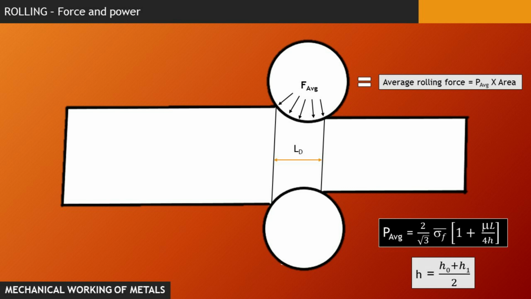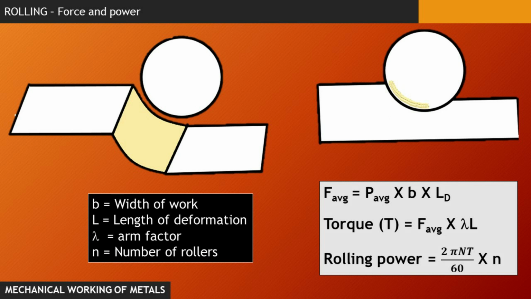Here H is (H naught plus H1) by 2, that means initial height plus final height by 2, that is your average height of the work material. Now this average force would be given by again average pressure into area, where the area is width into length, width of the work material and length of the deformation zone for the particular area.